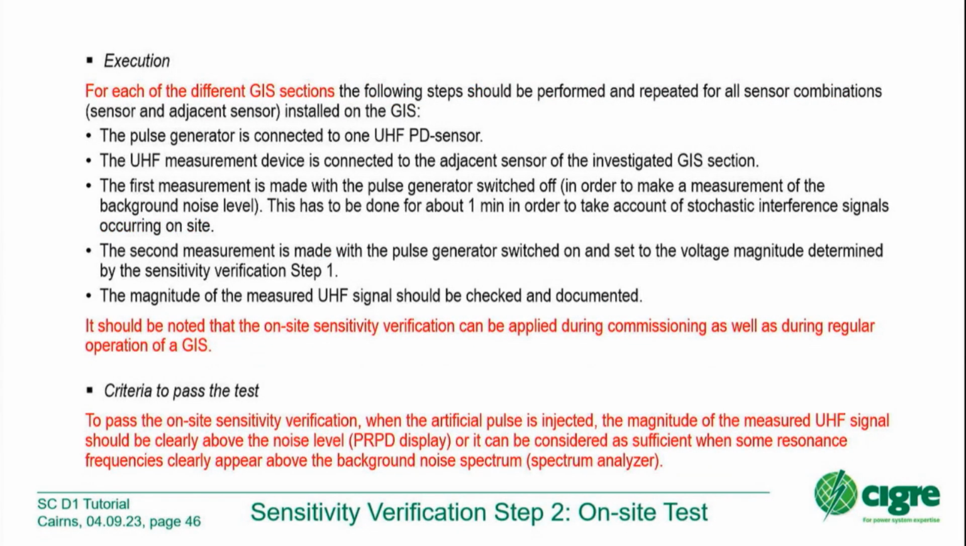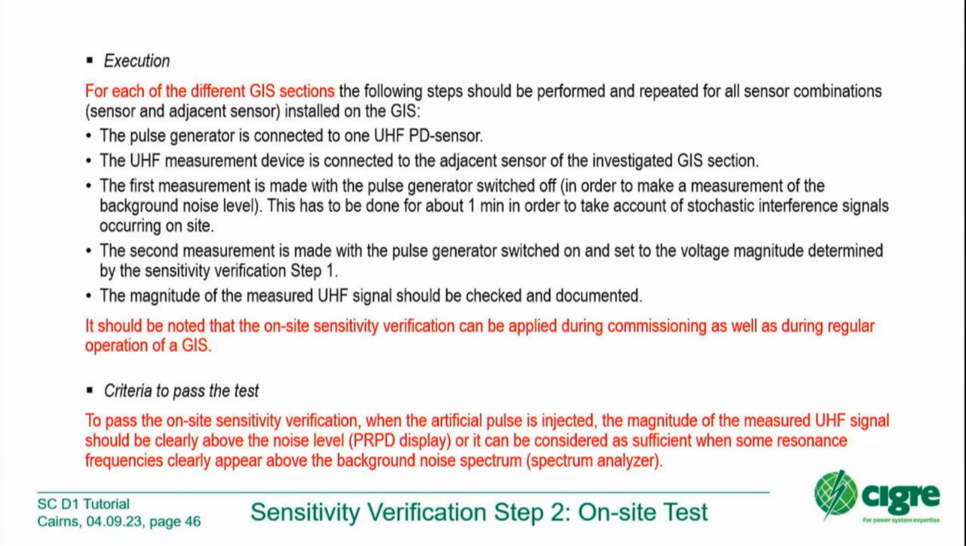Execution: here you have the sequence of how the check on site has to be done. For each of the different GIS sections, that means the parts between two couplers, these rules have to be followed. The first rule is to connect the pulse generator to each and every UHF PD sensor. The UHF measurement device is connected to the adjacent sensor. Then the first measurement is to check the background noise level. Then the second measurement is done with the pulse generator switched on, and the magnitude of the measured UHF signal should be checked and documented. Also the switching position, don't forget.